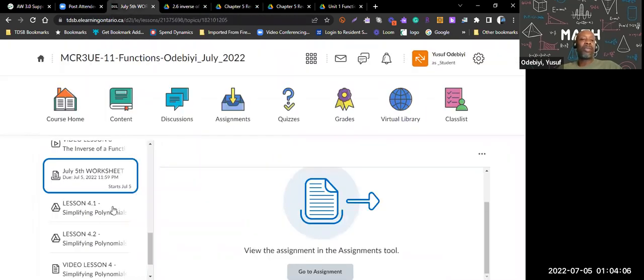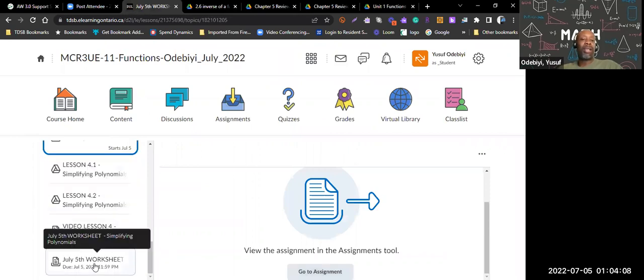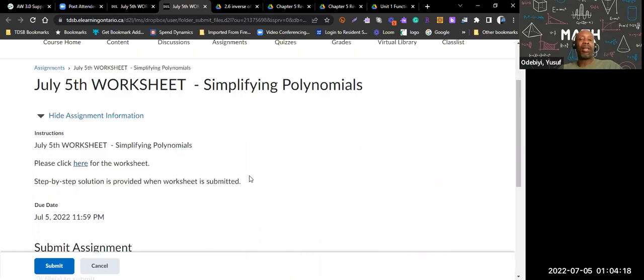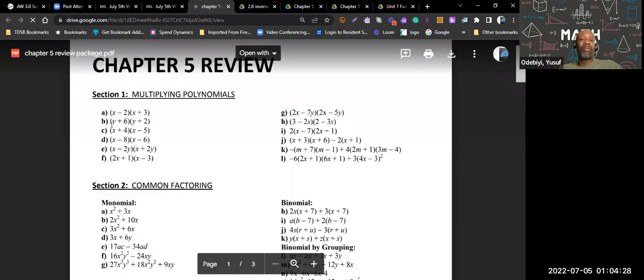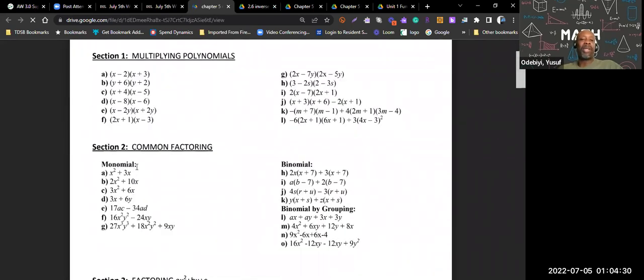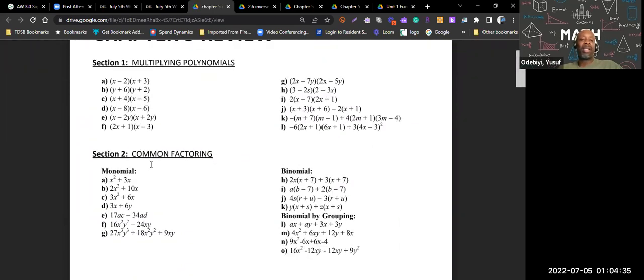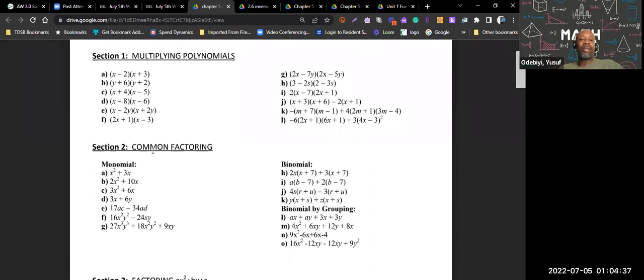So let's look at the next one, which is simplifying. Here is the worksheet on simplifying polynomials. Here's a bunch of polynomials. You can see here's multiplying polynomials. Here is common factoring in polynomials.